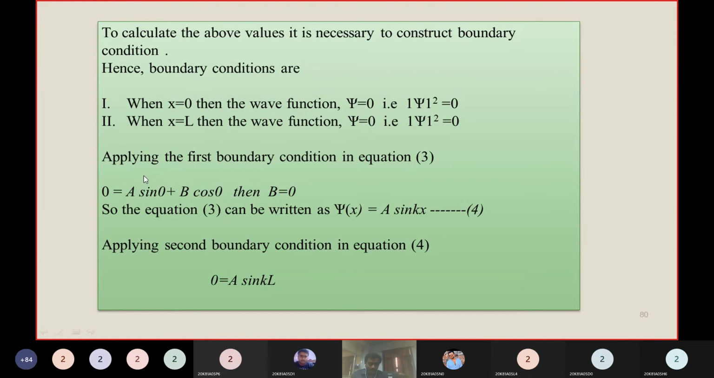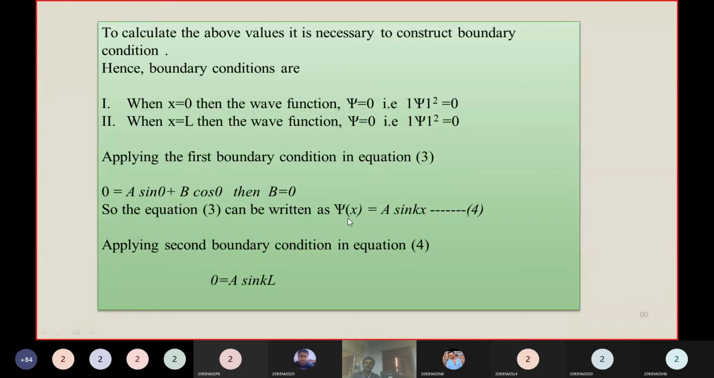Now, by using the first boundary condition, at x equals 0, substitute x equals 0. Psi of x will become 0, so sine 0 will be 0 and this term vanishes. Now b cos 0 equals 0. Since cos 0 equals 1, therefore b is equal to 0. We are calculating the b value here. Substitute this b value in equation number 2.